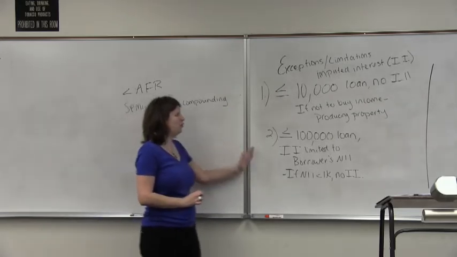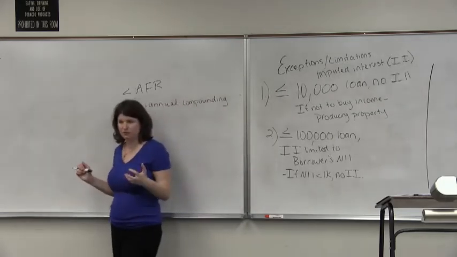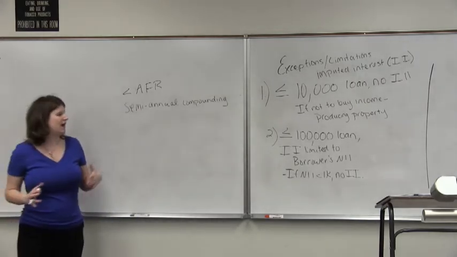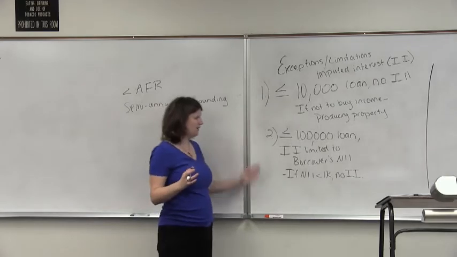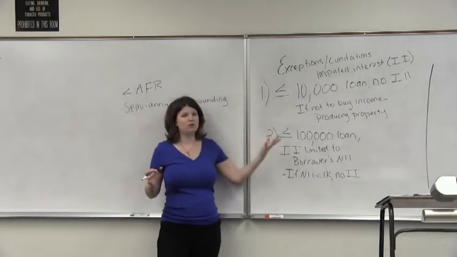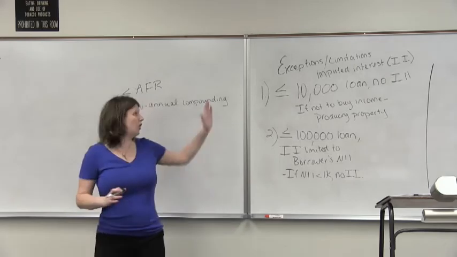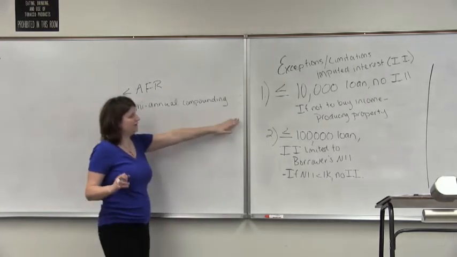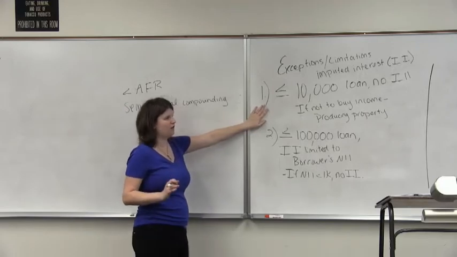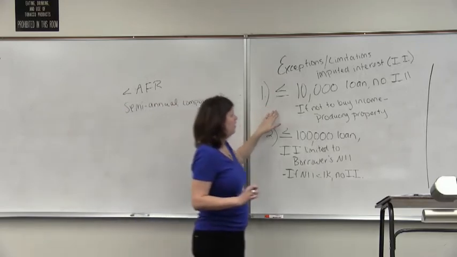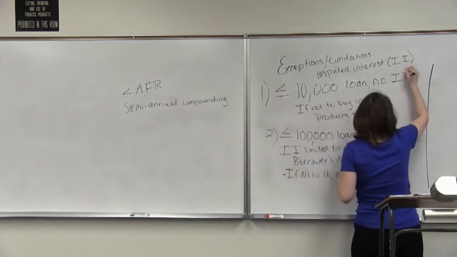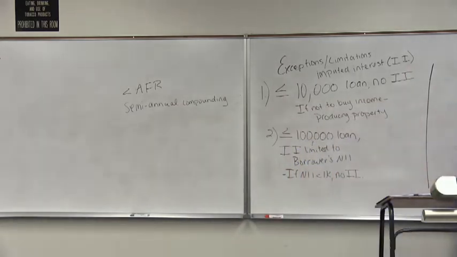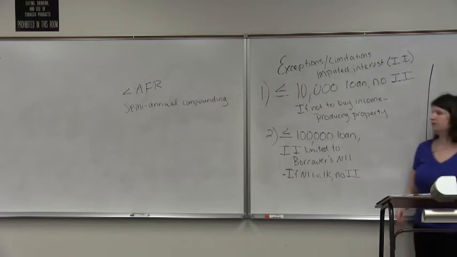There are basically two exceptions or limitations, if you will, for imputed interest. And if you fall under one of these two categories, either imputed interest will not exist or it will be limited. Okay? So the first one is if the loan is less than or equal to $10,000, then there will be no imputed interest. This is on the slides. Let me go to slideshow, current slide. It's right here on slide 43.